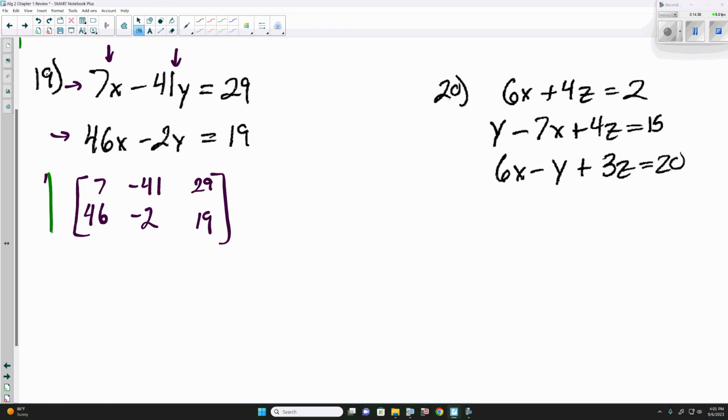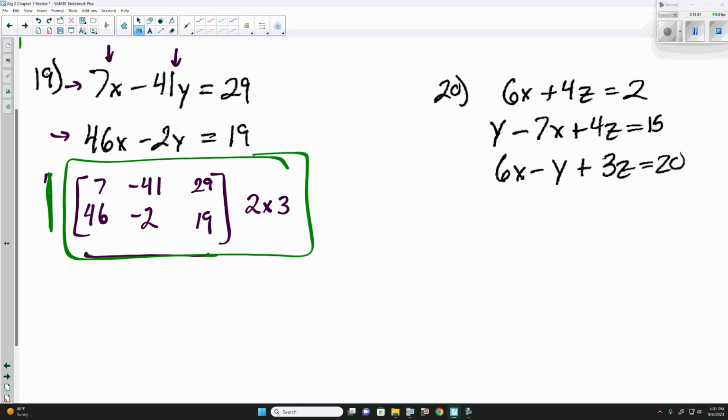Now, since there are 2 rows and 3 columns, we'll call this a 2 by 3. So this is our final answer for this one here.